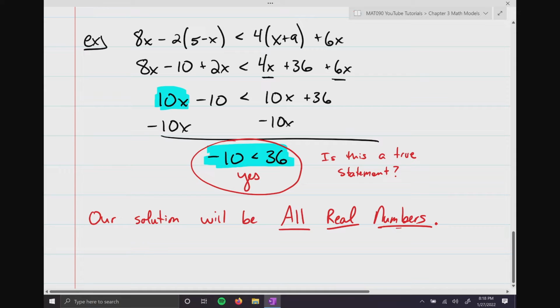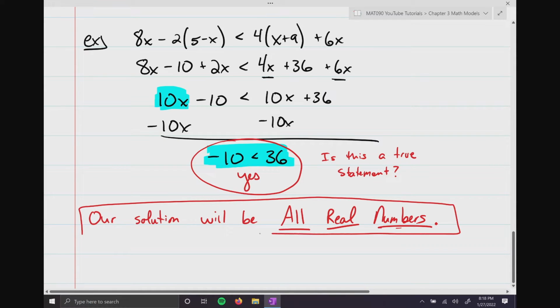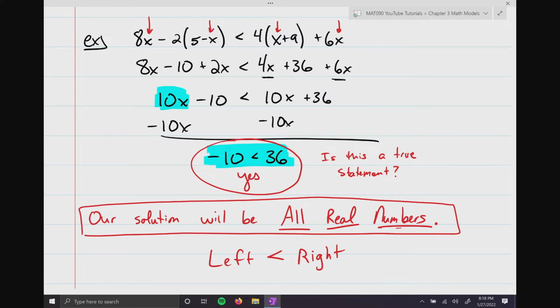What this is saying here in red, our solution will be all real numbers. What that is saying is no matter what value of x you choose to substitute in for the variable, the left-hand side of our inequality will always be less than the right-hand side, okay? That will always happen with this specific problem. And how do we know that? Well, as we were going through our solving technique, we found that negative 10 is less than 36, and that is true all day long.